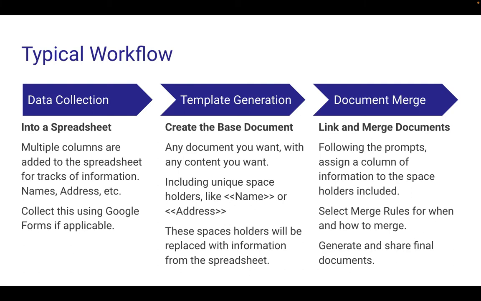Once that's done, you link and merge the documents. So you'll follow the prompts and it will tell you, here's this space holder we've found for name. Which column are we supposed to look at to find the name? Here's a space holder for address. Where do we look to find an address? And then it's just linking that data back and forth.